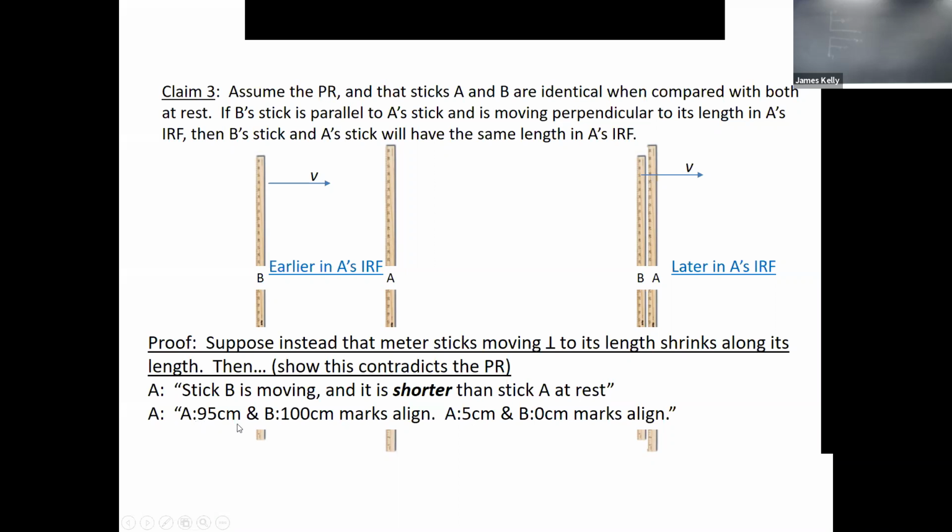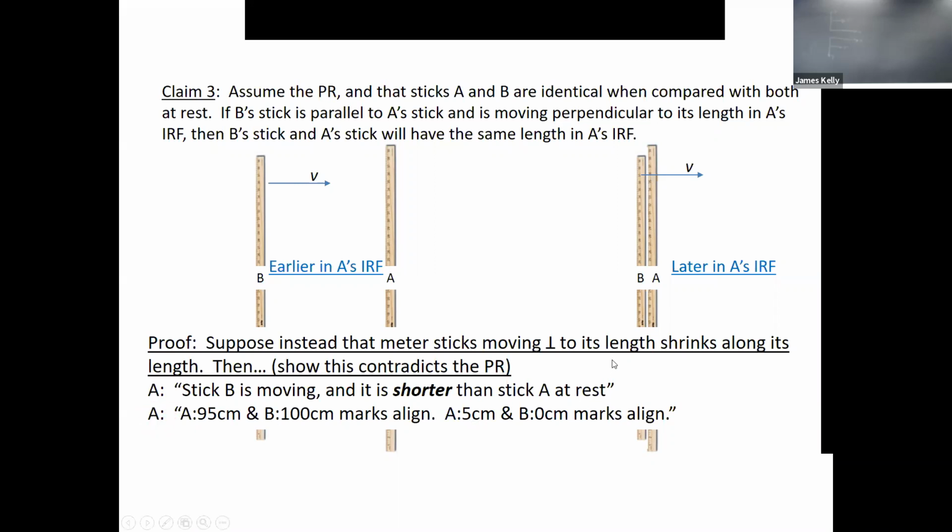What this means is the 95 centimeter mark on stick A lines up with the 100 centimeter mark on stick B. Stick B is shorter, so maybe this is its 100 centimeter mark here if we have the high end of the scale at the top, right? This is the 100 centimeter mark on stick B as it's moving by. It aligns, when these two coincide, with the 95 centimeter mark on stick A. Let's just imagine that that's the case. And also, let's imagine A observes. So both of these are A statements. That's what I mean by the A colon. This is something A is going to declare to be true.